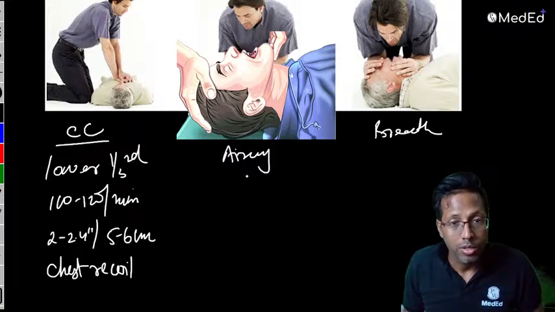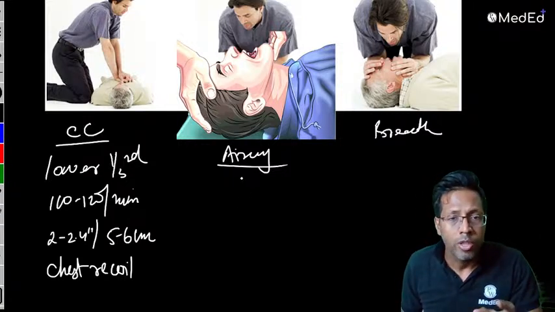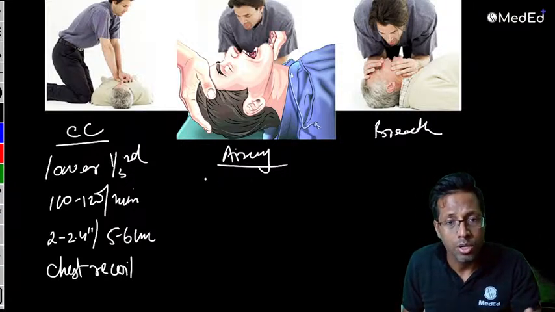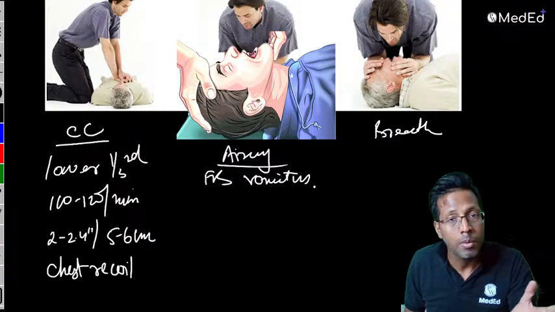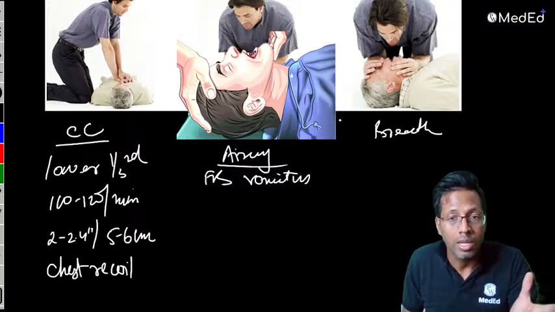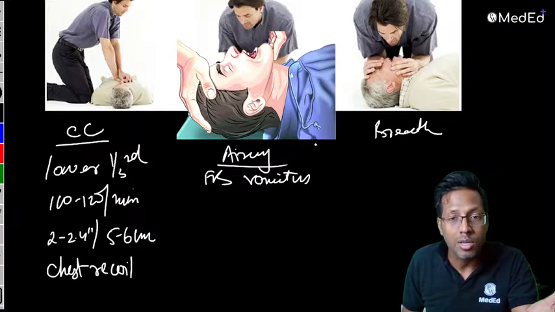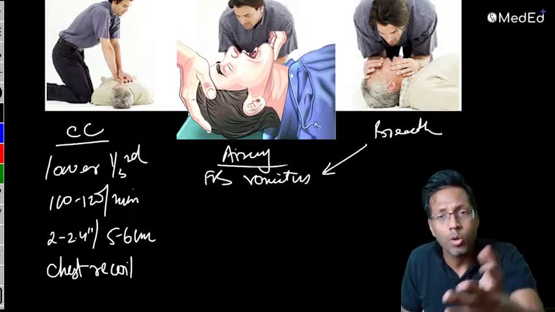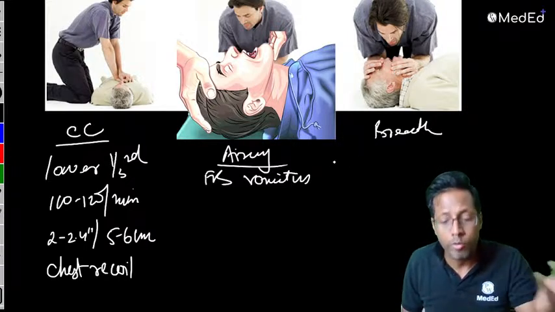Alright, so chest compression. Next is airway. Once you have given the chest compression, the point is to remove the obstruction. The obstruction can be a foreign body, vomitus, or the tongue. So you remove the obstruction so that the airway becomes open or patent, only then your breath will go in. If there's a foreign body, how will your breath go inside? The first thing is to remove the obstruction.